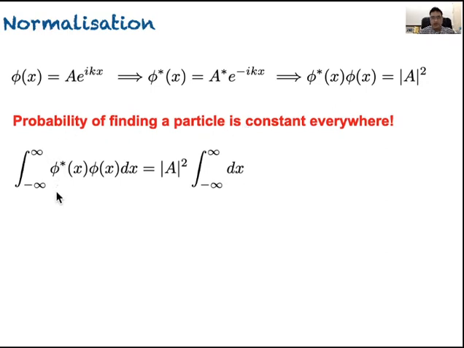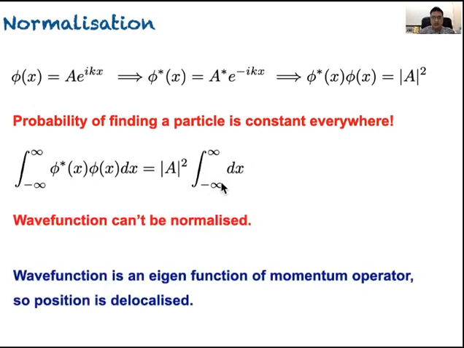Now I can evaluate the normalization: phi star phi dx integrated over the entire space. I know the value of the integrand from the previous result, so this comes out as mod a square times the integral of dx. Now this is an ill-defined integral, which means that the wave function cannot be normalized. So the wave function is an eigenfunction of the momentum operator.